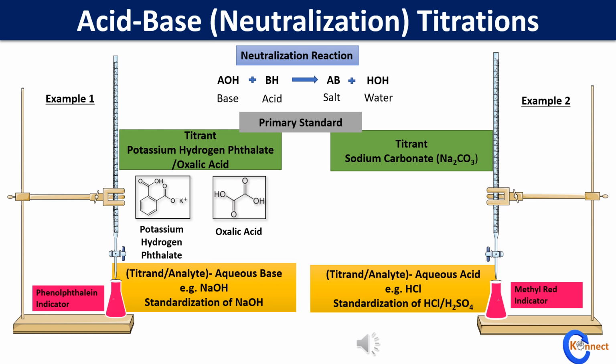Another example of neutralization titration is standardization of HCl or H2SO4 with solution of sodium carbonate. In this titration, solution of HCl or H2SO4 taken in conical flask acts as analyte, because we are finding out unknown concentration of HCl or H2SO4 solutions. Solution of sodium carbonate is used as primary standard and titrant and is taken in burette. Methyl red is used as indicator in this case.